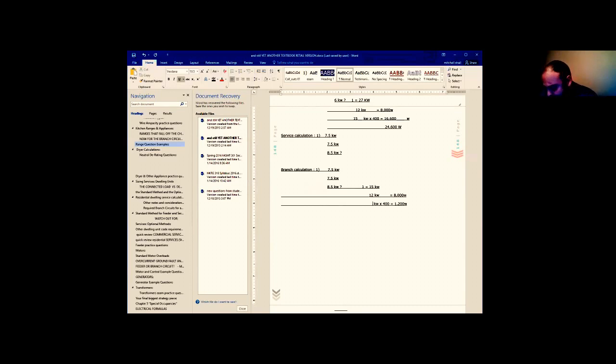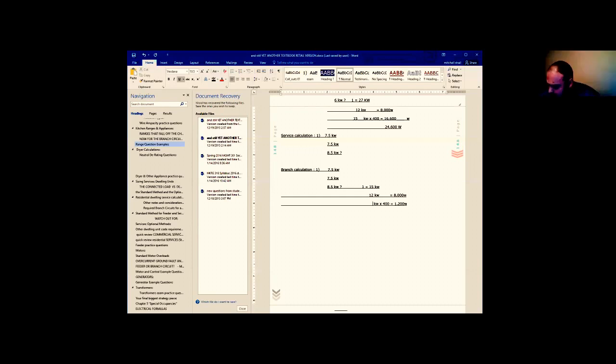Okay, so the first one is at 12.925. It's exactly right. 12,925 or 12.92 kVA. That's absolutely right.